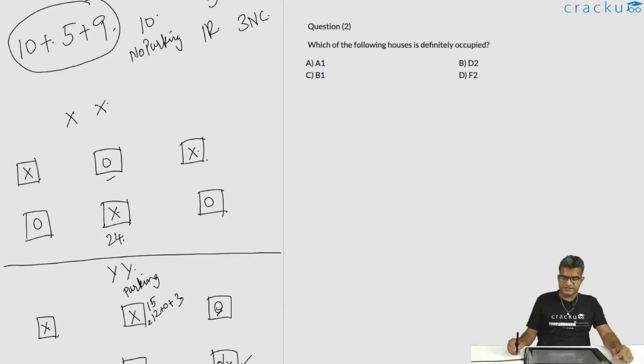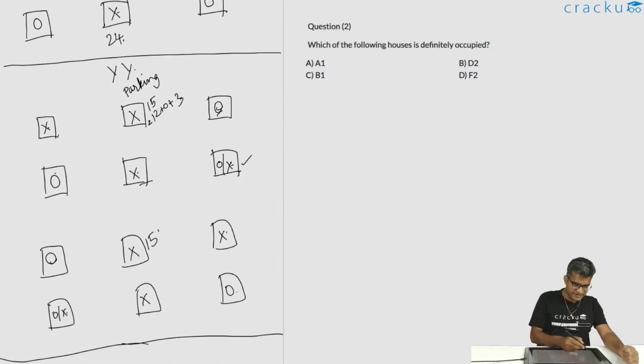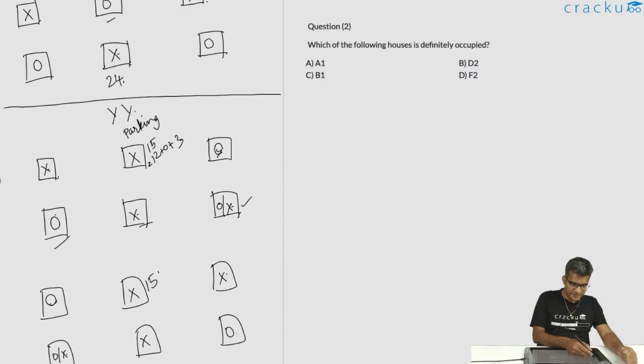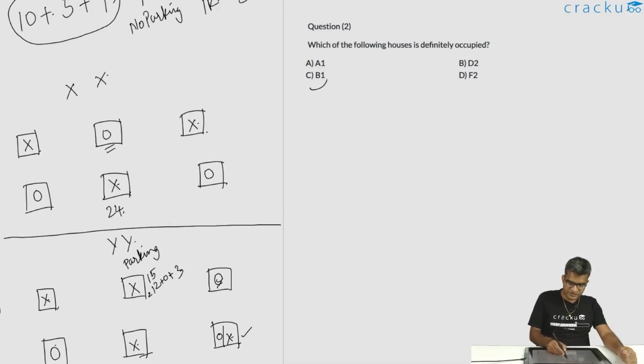Which of the following houses is definitely occupied? A1 is definitely vacant. D2 is either occupied or vacant. B1 is definitely occupied. B1 is over here, it is always occupied. So the correct answer is B1. F2 also is either occupied or vacant.